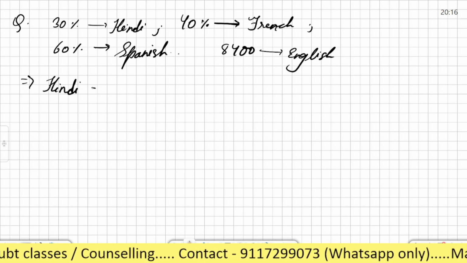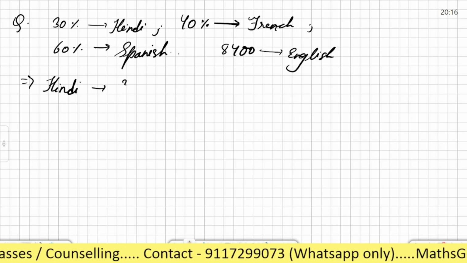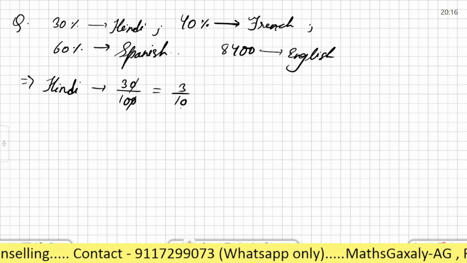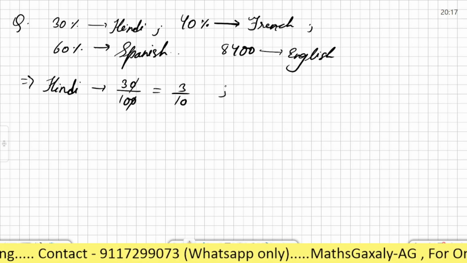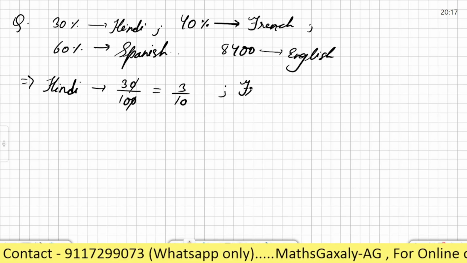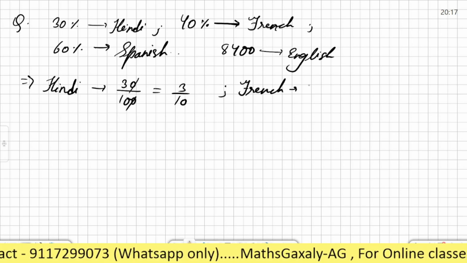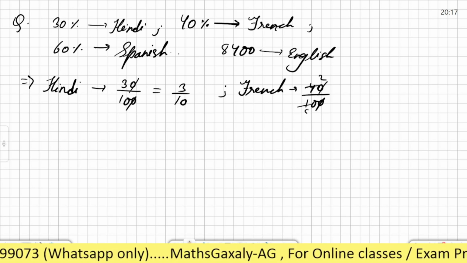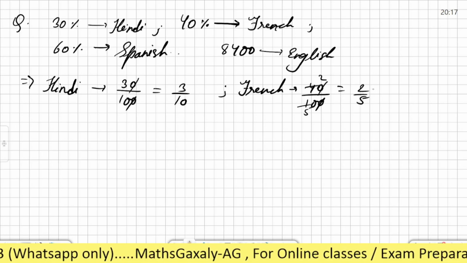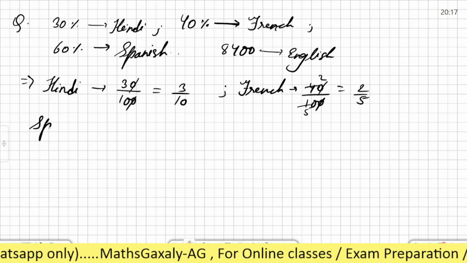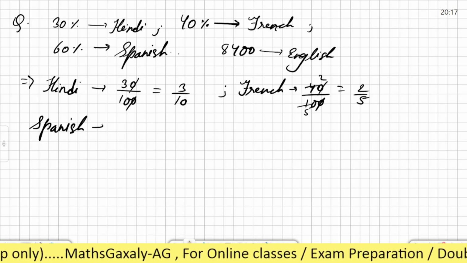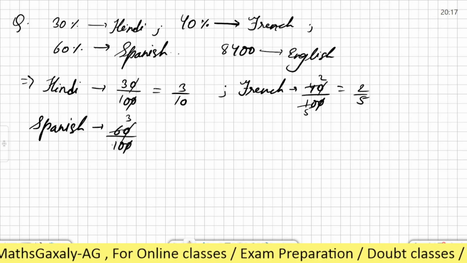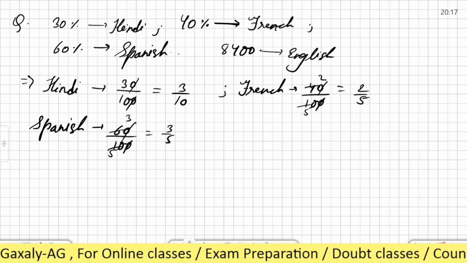For Hindi, it is 30%, right? So first we will find the fraction. It will be 3 by 10. Similarly for French, it is 40%, so 2 fours are 4, 2 fives are 10, yes, 2 by 5. And for Spanish it is 60%, so 2 threes are 6, 2 fives are 10. It will be 3 by 5.